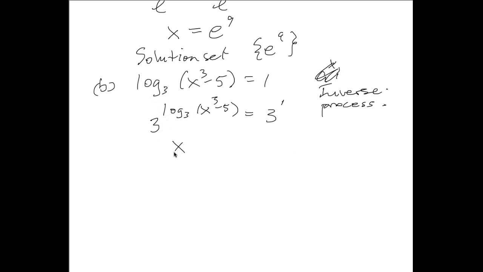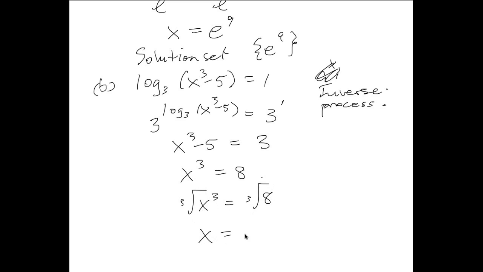So this undoes this, so I've got x cubed minus 5 is going to be equal to 3, because 3 to the 1 is 3. Now I add 5 to both sides, I get 8, and now take the cube root of both sides, so I end up with x is equal to 2. That's the only answer, so the solution set is 2. Okay, so that's a couple of simple log ones.